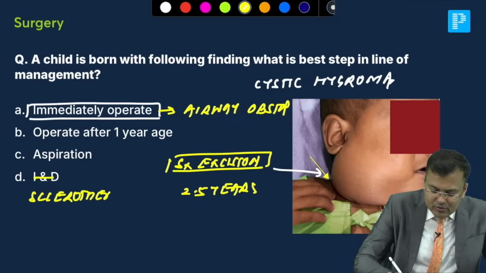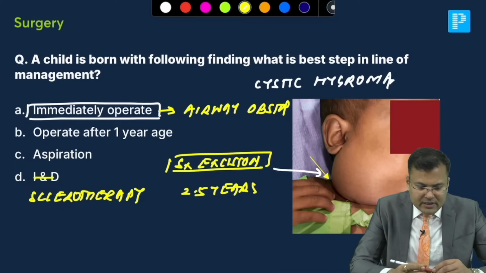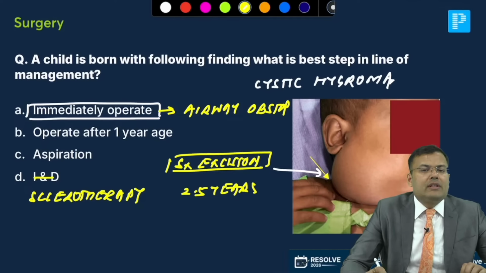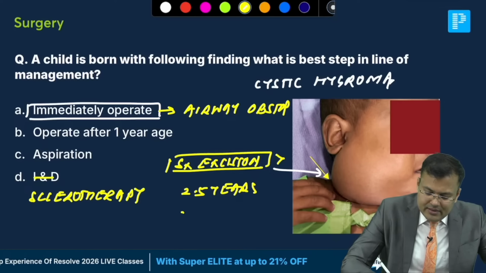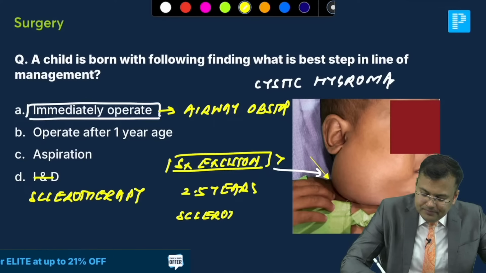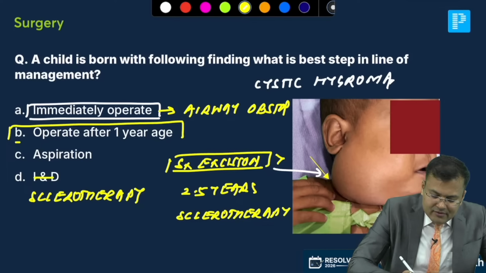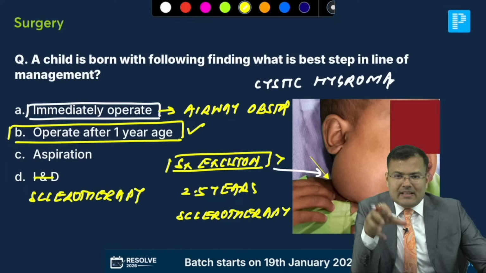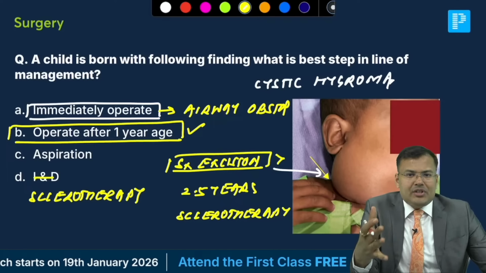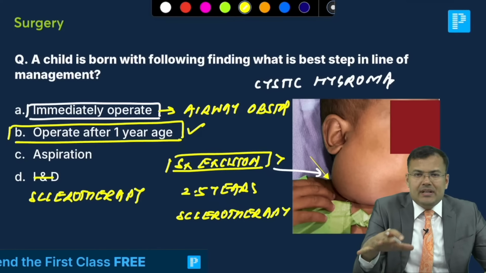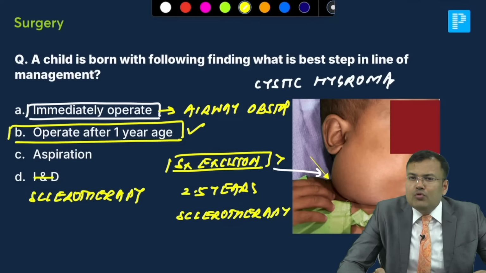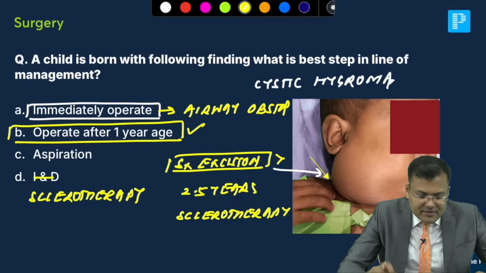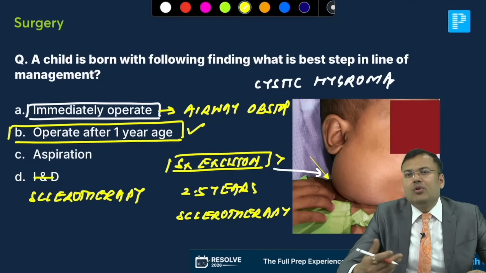Okay? One option was sclerotherapy. Sclerotherapy is also done, but surgical excision is preferred over sclerotherapy. And here what is the preferred answer? Operate after 1 year of age. If the question mentions that the patient is having airway obstruction, immediate repair; no airway obstruction, perform the repair around 2 to 5 years, and surgical excision is preferred over sclerotherapy.